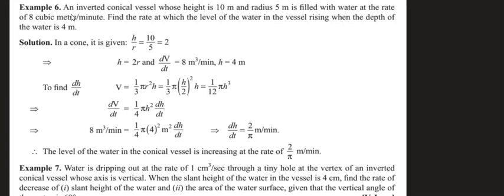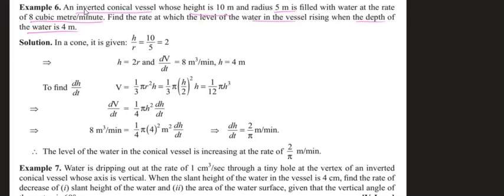Now, in an inverted conical vessel, whose height is 10 meter and 5 meter radius, filled with water at the rate of 8 cubic meter, find the rate at which the water in the vessel is rising, the depth of water.